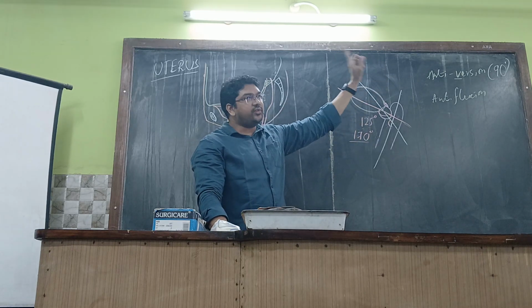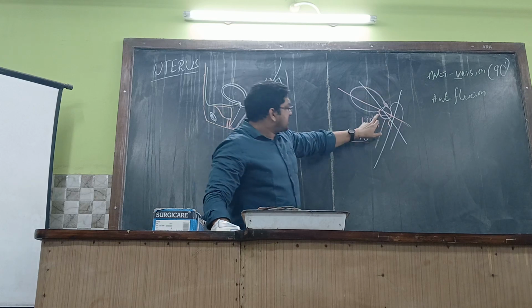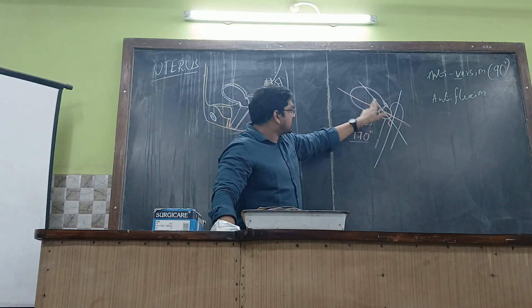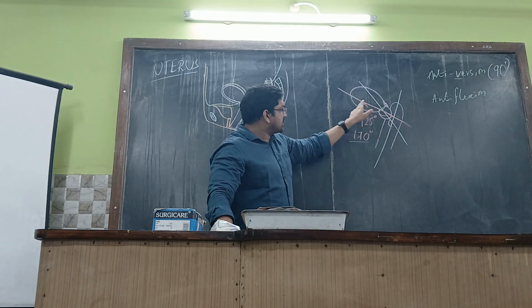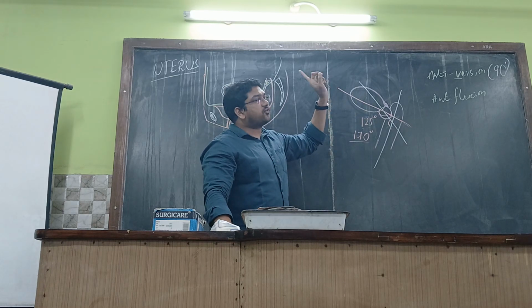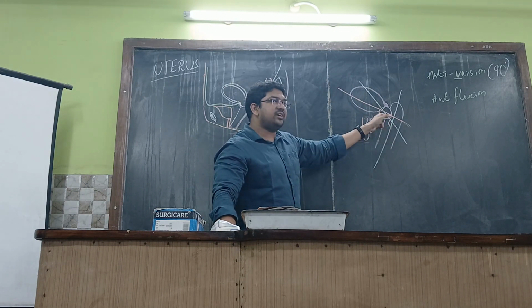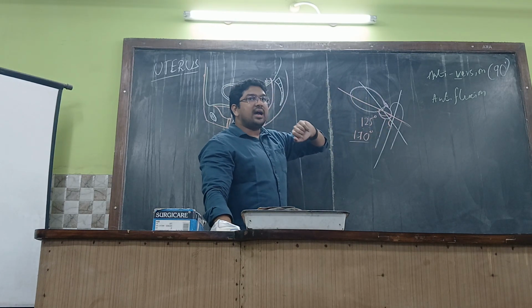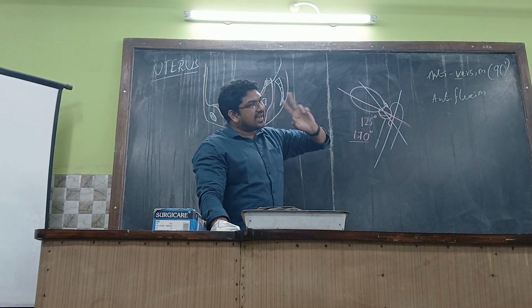Anti-version means V for V. So cervix with vagina angulation and cervix with uterus angulation over here. Cervix with uterus is nothing but anti-flexion. Cervix with the vagina, V is coming over here, nothing but the anti-version, that is about 90 degrees over here.